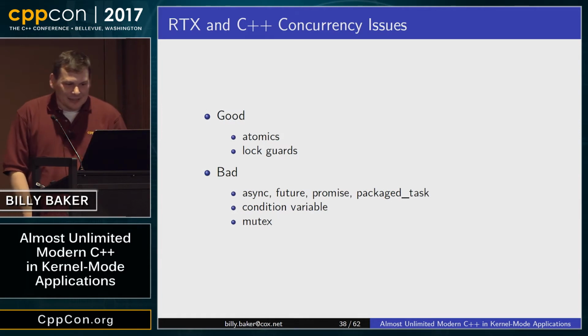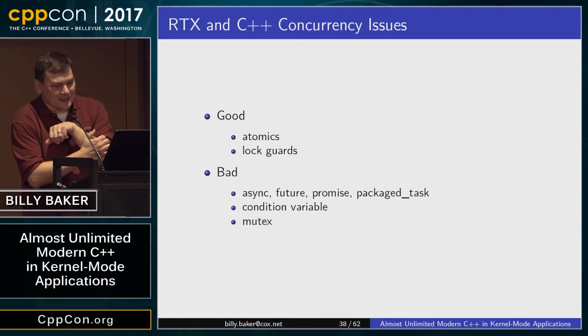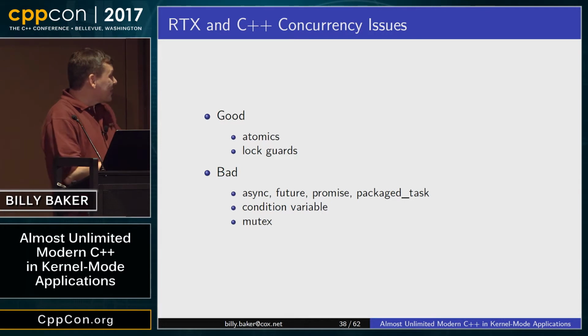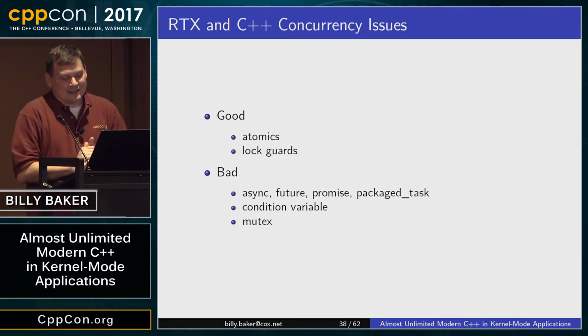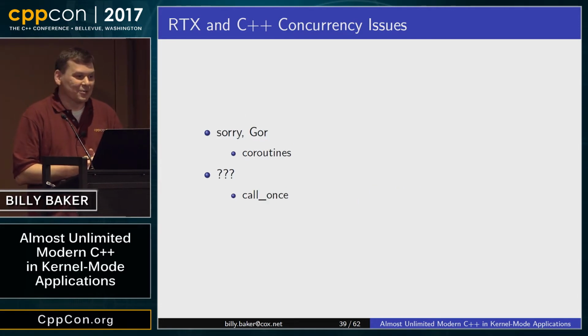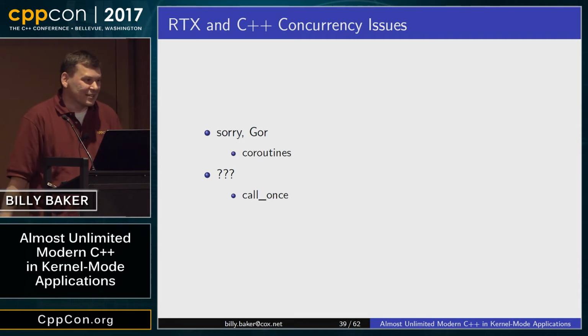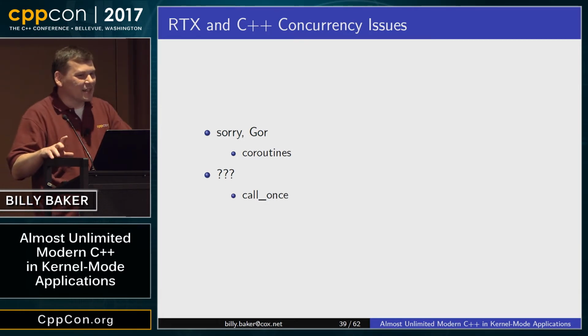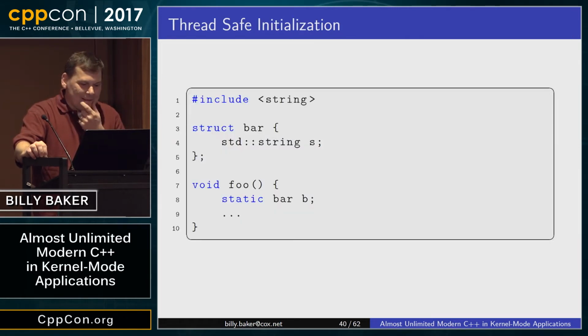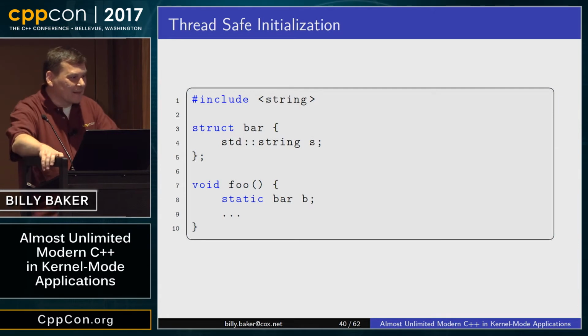All right, so summary on RTX and C++ concurrency. Atomics and lock guards work really well. Just about everything else, very problematic. Coroutines, again, very problematic. The compiler is going to have to generate calls behind the scenes for you. Just won't work. Call once I'm listing here as being unknown because it should work. We're going to investigate that a little bit more.